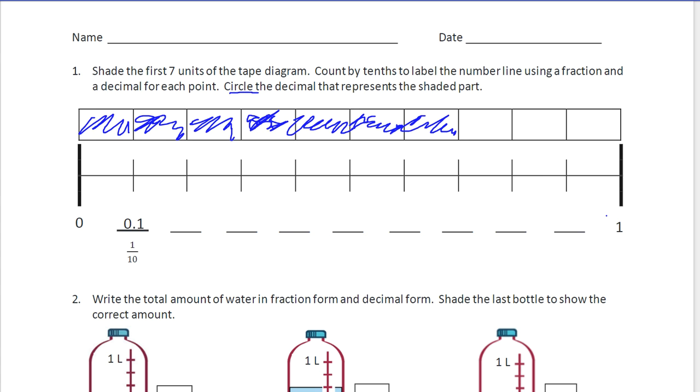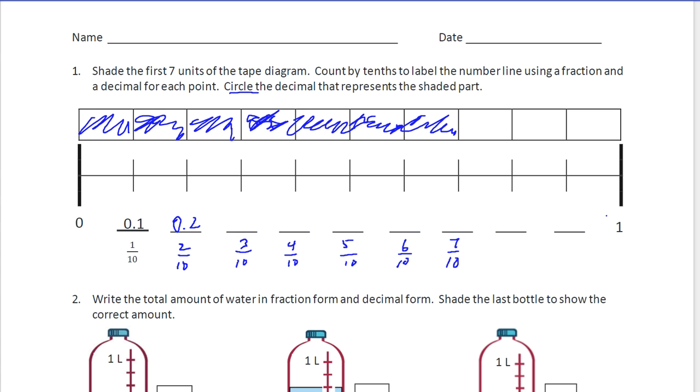All right, well, this is the first one here. It's 1/10, so this is going to be 2/10, so that's 0.2. And you can see where this is going. This is 3/10, this is 4/10, 5/10, 6/10, and 7/10. Circle the decimal that represents the shaded part.